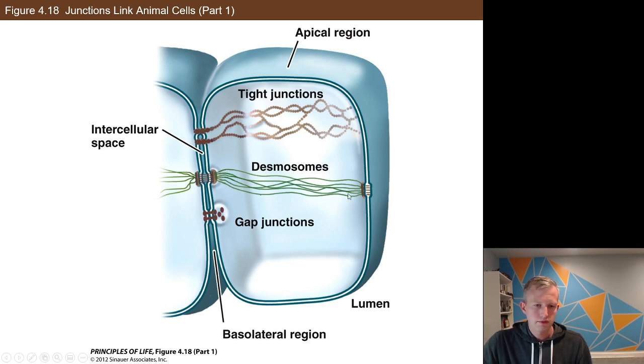Desmosomes are associated with cytoskeleton components as well. There's some cross-threading across these 2 cells, but it's got a little bit of space for things to sneak between. It's not as tight as the tight junction, and then gap junctions here, which are like these little pores straight from one cell to the other.